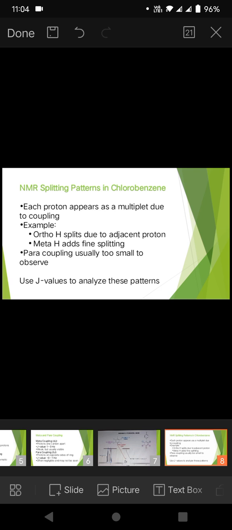Here I am going to discuss the NMR splitting pattern in chlorobenzene. In chlorobenzene, each proton appears as a multiplet due to coupling. For example, the protons at the ortho position show clear splitting because they are close to each other. Furthermore, the meta protons cause smaller and fine splitting, and the para protons cannot show visible splitting. So we use the J value to analyze this pattern.